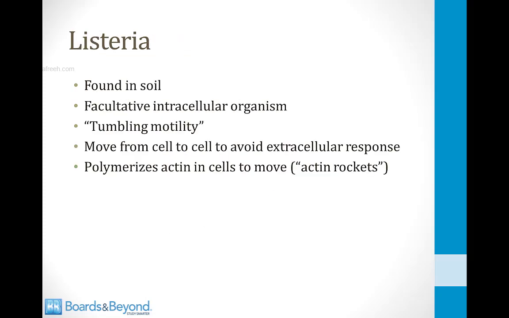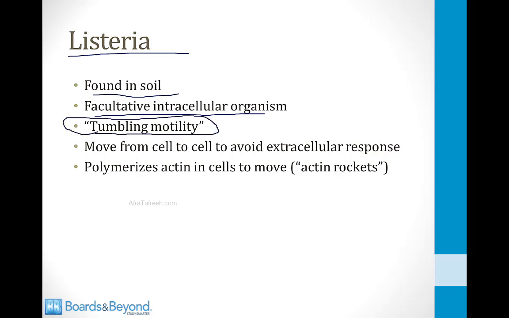The next gram-positive bacteria we'll discuss is Listeria. Listeria is found in the soil. It's a facultative intracellular organism. And one thing to always remember about Listeria is it has some very unique mechanisms by which it moves. If you look at it under the microscope, you will see something called tumbling motility. You should search for this on YouTube and you can see examples of it. The bacteria tumble and move very rapidly around the petri dish.